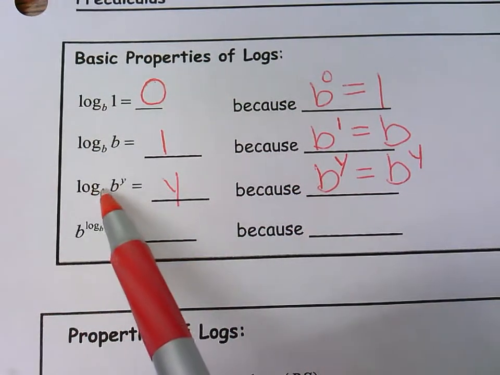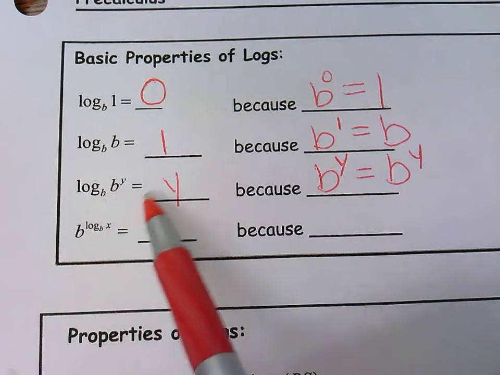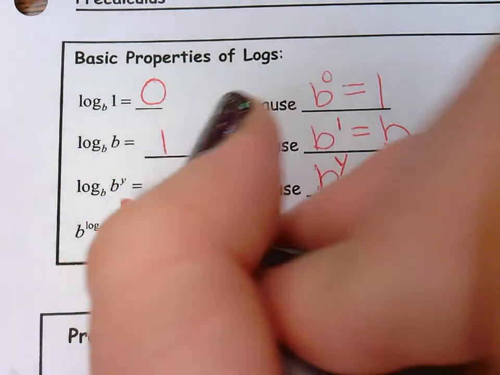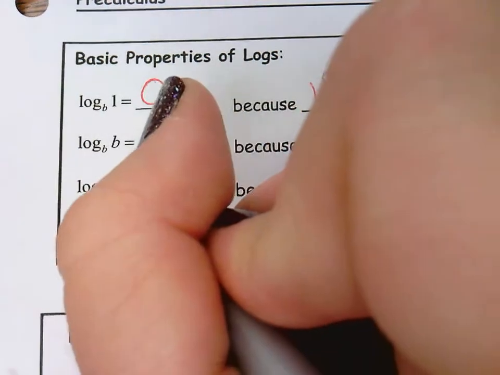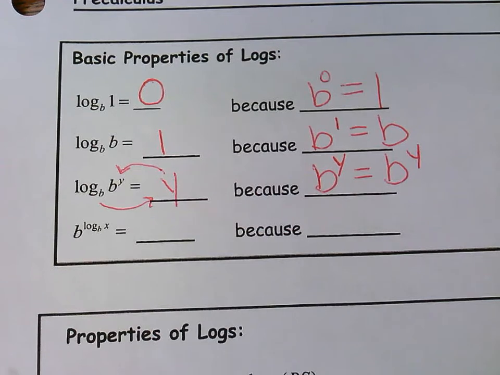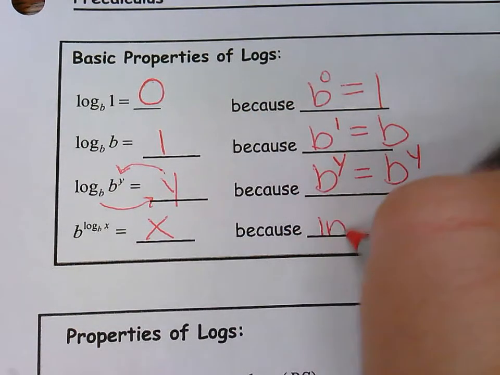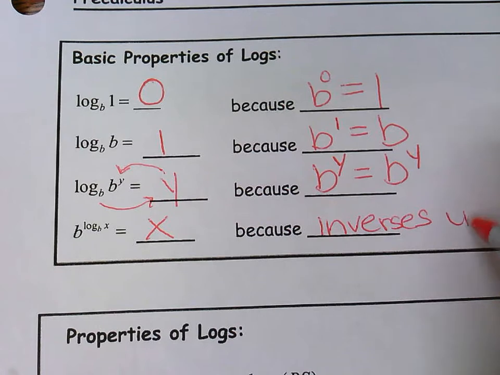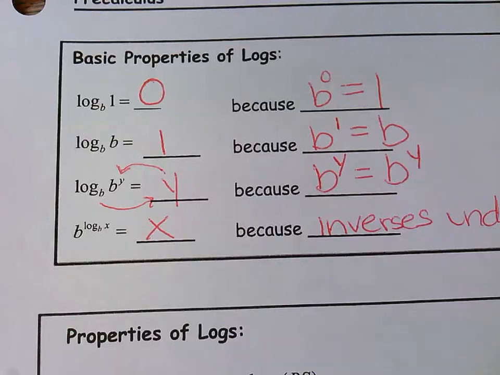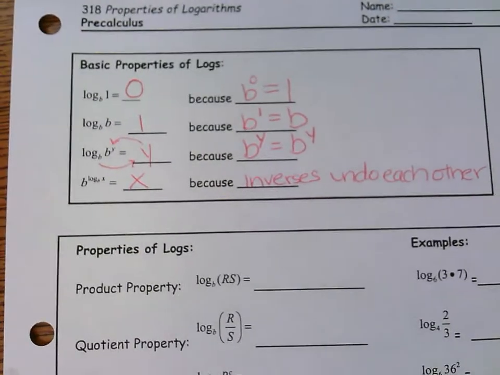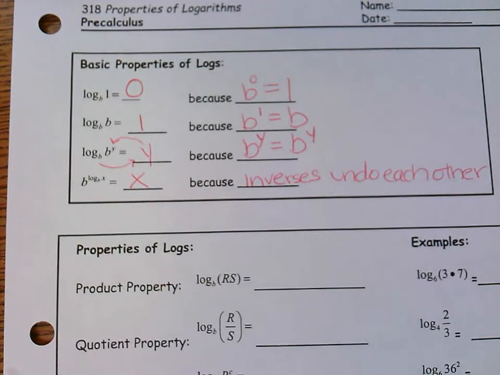You always take the little base number, you raise it to the power that's outside the log, and you get back what's inside the log. So it's this little circular relationship to go from exponent to log form, or log form to exponent form. And then this last one is just x, and I'm going to write because inverses undo each other. We kind of skipped that part on the notes because I thought it was a little more complicated to show you, but I just wanted to at least show you why on this page.